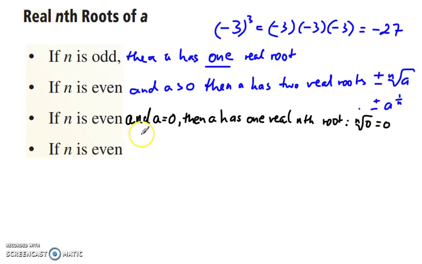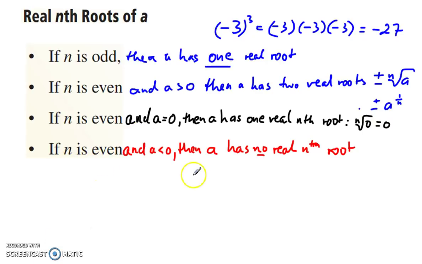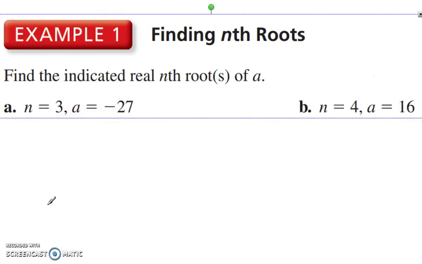And if n is even and a is less than 0, then a has no real nth root, right? Because if I have -4, there's no square root of -4, because -2 times -2 is still +4, right? There's nothing I can multiply with itself to get me a -4, except imaginary numbers, and we're not talking about those now. All right, let's look at a few examples.